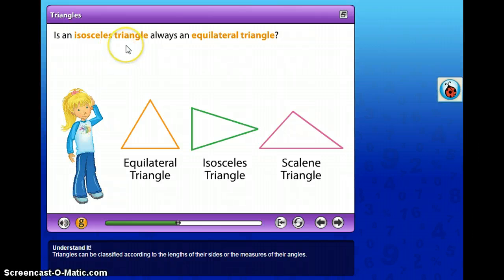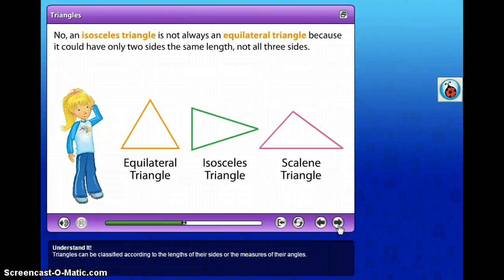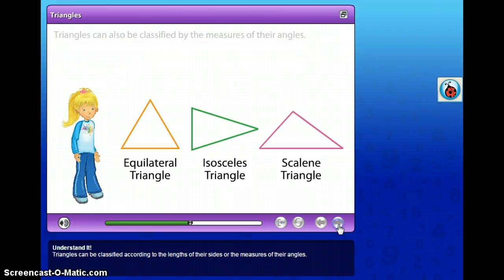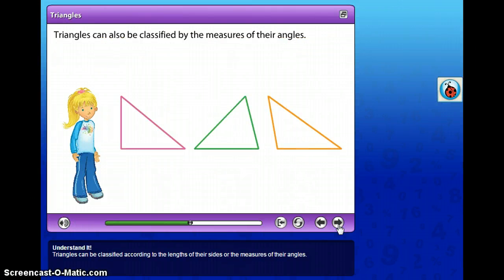So is an isosceles triangle always going to be equilateral? Yes or no? No. Brendan, why not? It may only have 2 equal sides. It may have 3, but it may only have 2. No, an isosceles triangle is not always an equilateral triangle because it could have only 2 sides the same length, not all 3 sides. Triangles can also be classified by the measures of their angles.